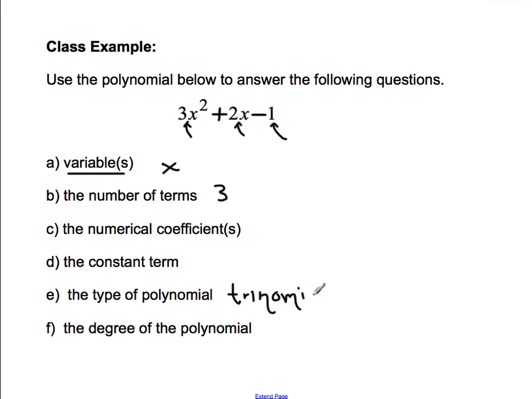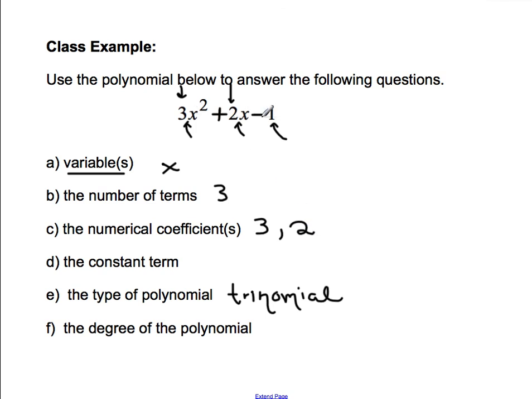Okay, so 3 terms are called trinomials. The numerical coefficient or coefficients. Since we have the number 3 that's multiplied by x squared, our numerical coefficient is 3. And here we have a 2 that's multiplied to the variable. So we actually have 2 numerical coefficients, one for the first term and one for the second term.